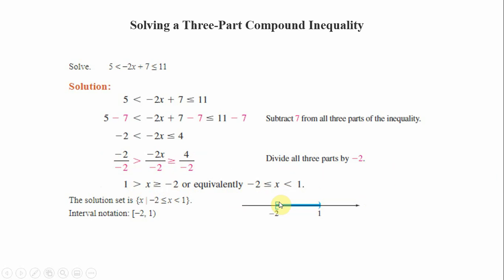Here's the graph, negative 2, all the way up to 1, and 1 is not included. The set builder is the set of all x such that negative 2 is less than or equal to x less than 1, and in interval notation, negative 2 up to 1.